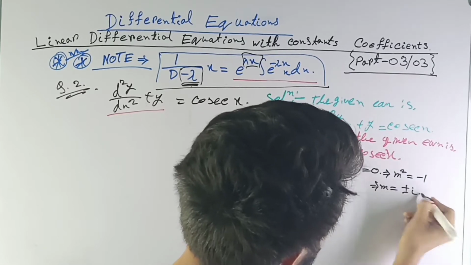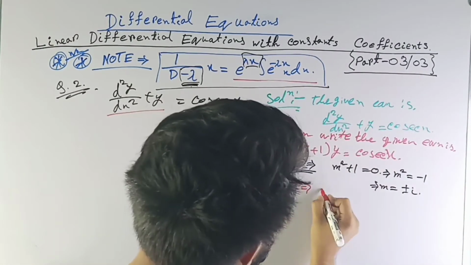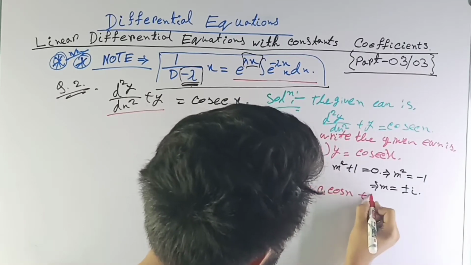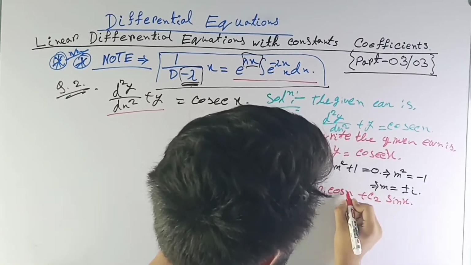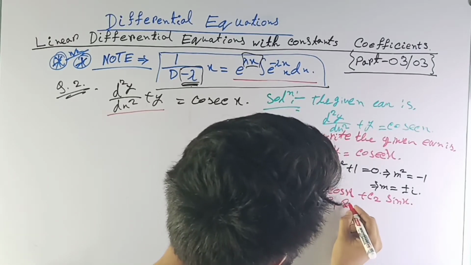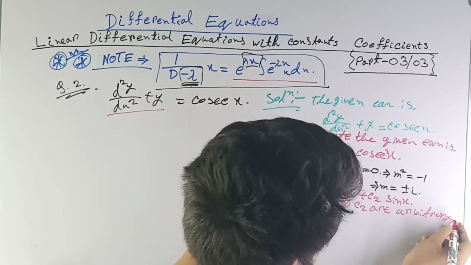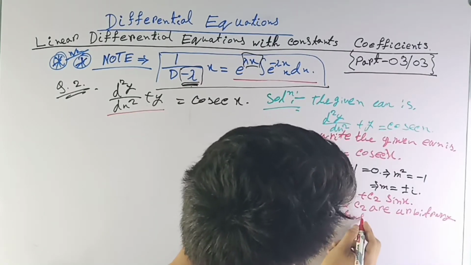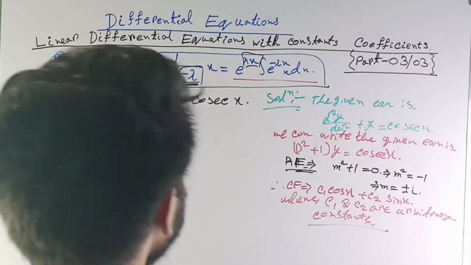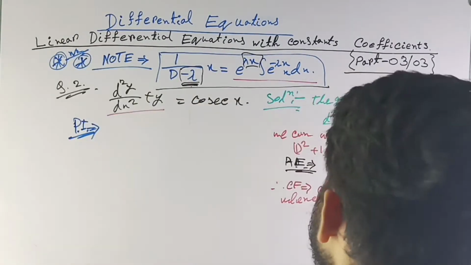So now first of all I take the AE, that means the auxiliary equation, so that is m equals plus minus iota. So the CF, that means the complementary function, is C1 cos x plus C2 sin x, that's it. Where C1 and C2 are arbitrary constants, I also write here. Now the important part is the PI.